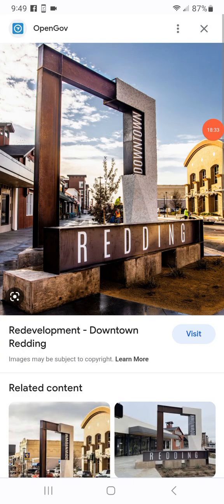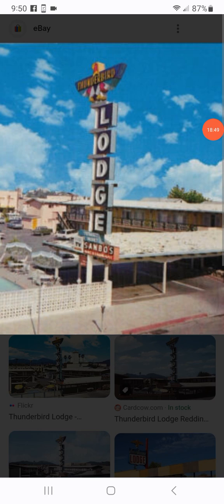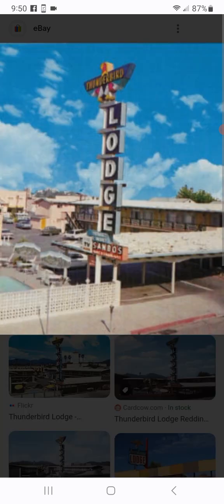That is a square within a square. See the design logos of our sign to come into Reading? That's a square within a square. That's very obvious that it has to do with Freemasonry. Everyone understands that a Thunderbird, once again, Freemason logos, all of it. Even this one's a picture from the 70s. They still had the pool open.